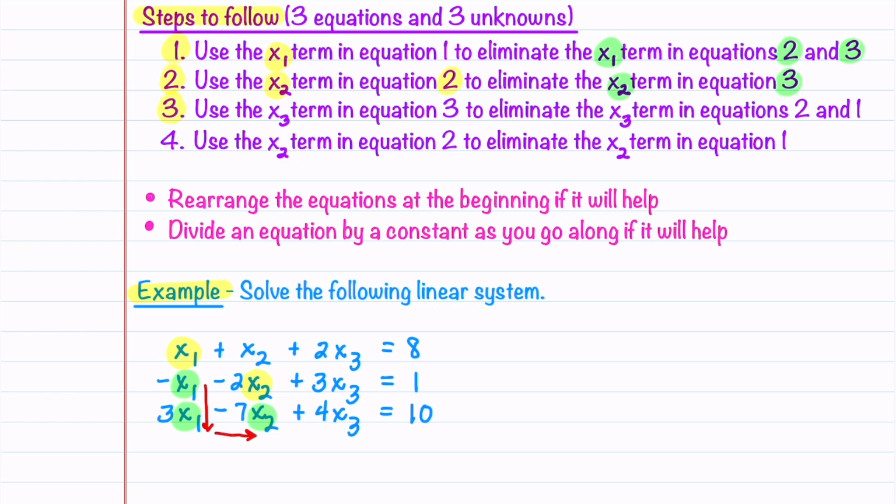Our third step will be to use the x3 term in equation 3, right here, to eliminate the x3 term in equations 2 and 1. Here's equation 2, and here's equation 1. And then our last step will be to use the x2 term in equation 2. I'll mark that with a check since we already have it color-coded in yellow, to eliminate the x2 term in equation 1. Notice that for the third and fourth steps, we're eliminating terms by working up and to the left. These steps are very similar to the ones that we'll be using in Gauss-Jordan elimination.